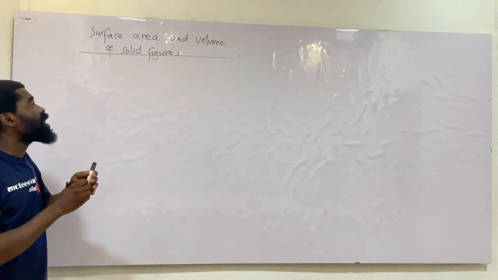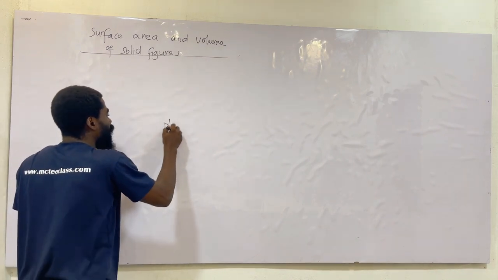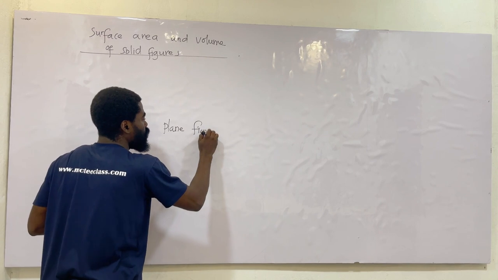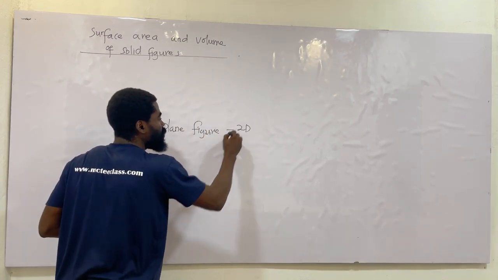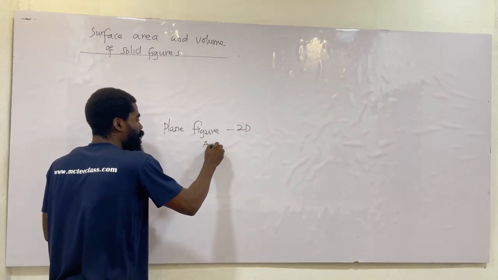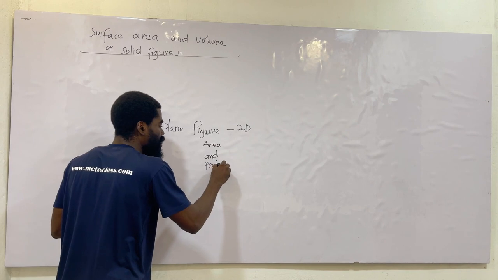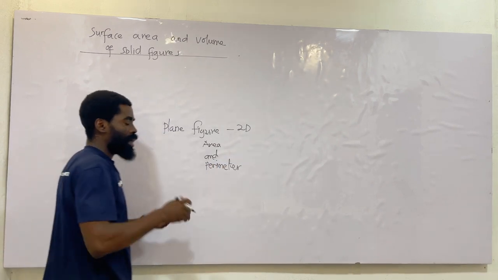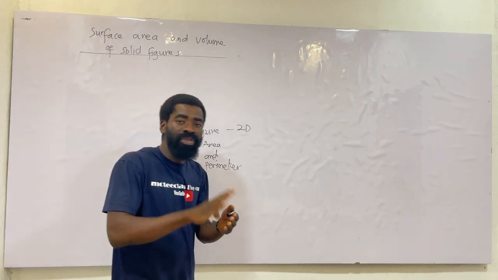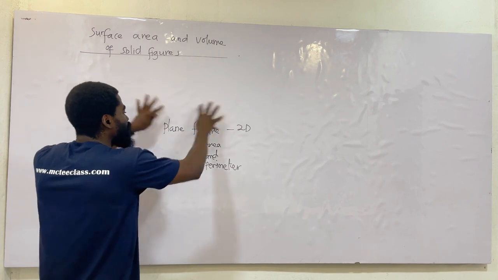Now, for figures, we can have solid figures or plane figures. Plane figures are 2D shapes. And for 2D shapes, we normally find their area and the perimeter. So normally you get something like a square, a rectangle, parallelogram, trapezium, rhombus, kite. These guys are what? Triangle. These guys are plane figures.